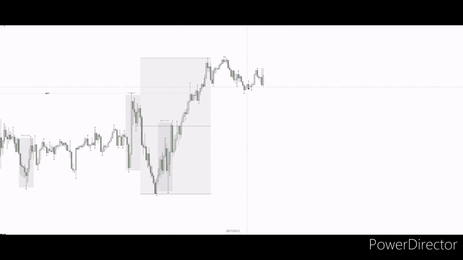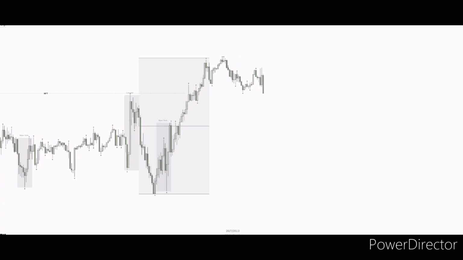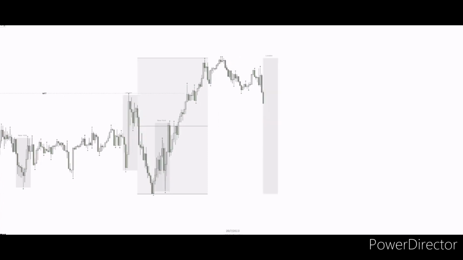And for me personally, I trade from 7:30 UK time till around 10 AM, and that is my London session, and then I'll have a break and I will come back for New York. So this is what I was seeing, and at this moment in time, what you will notice is that price does start to impulse down towards the EQ of the 4-hour range.